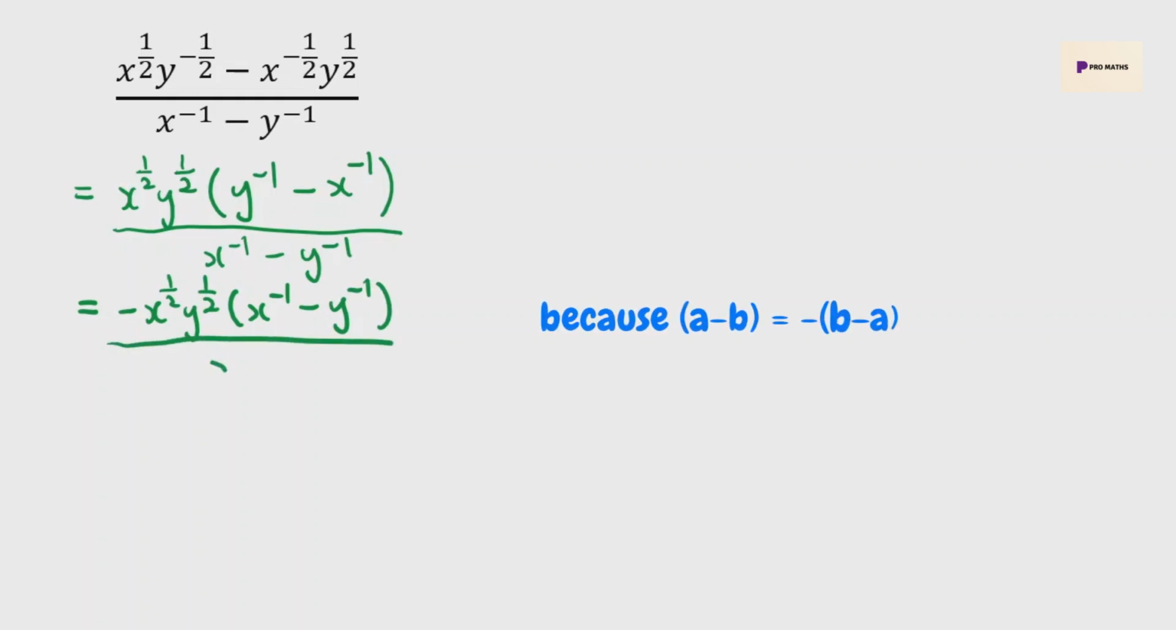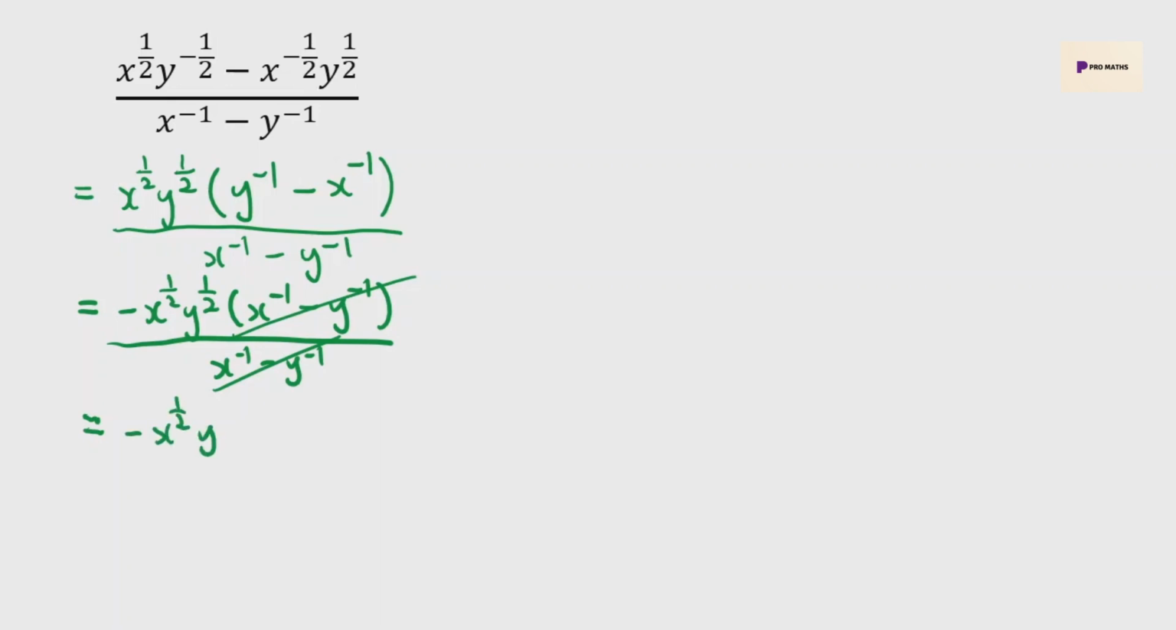And in our next step, we can cancel out x to the negative 1 take y to the negative 1, leaving us with negative x to the half, y to the half, and we know that to the power of a half means square root.